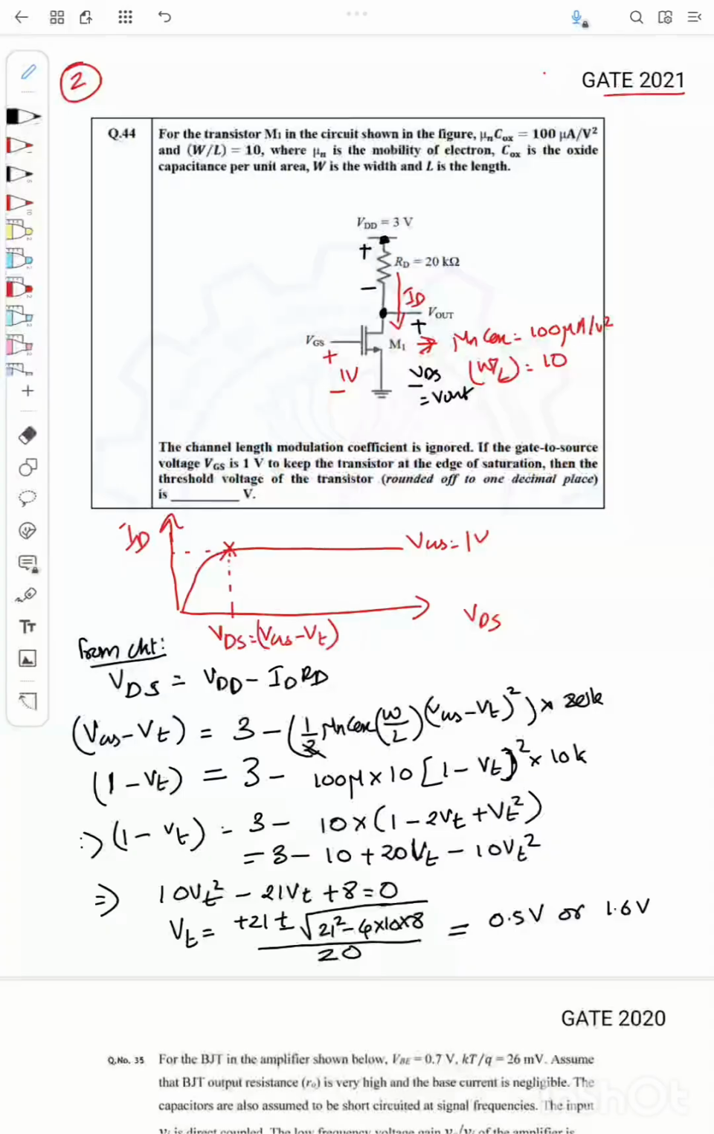If it is 1.6 volt, this is greater than VGS, right? So definitely this won't be the value. Here it is less than VGS, then only it will work. So this is the correct value. So the right answer is 0.5. Okay, so the correct answer is 0.5 volt. This is how we find the VT, threshold voltage, of this question.